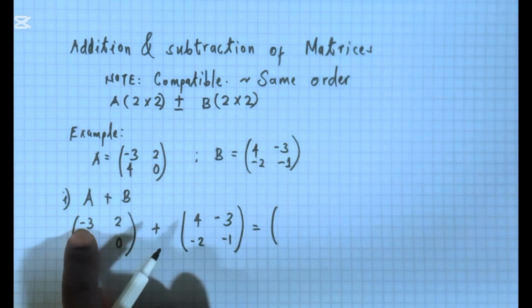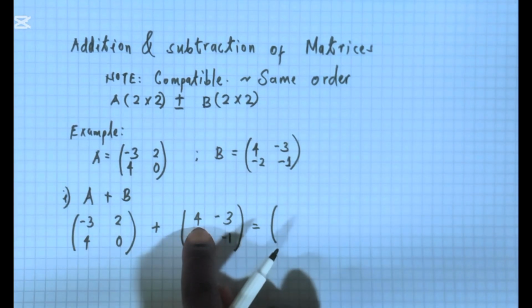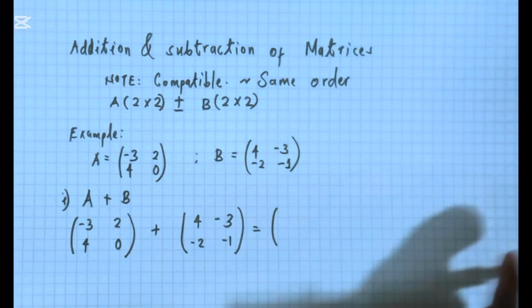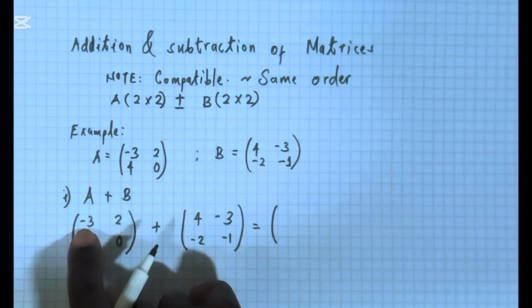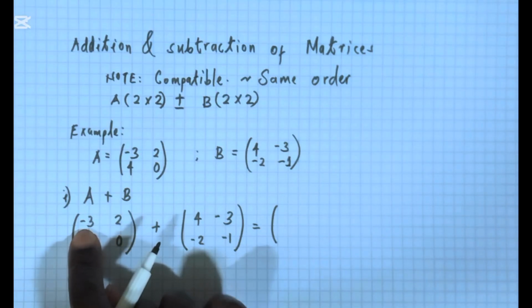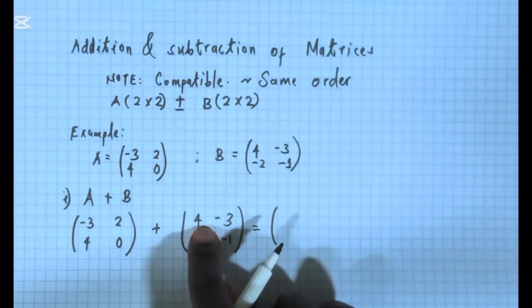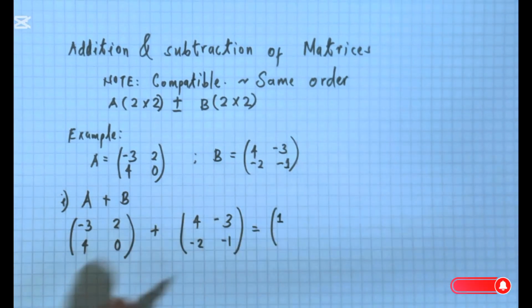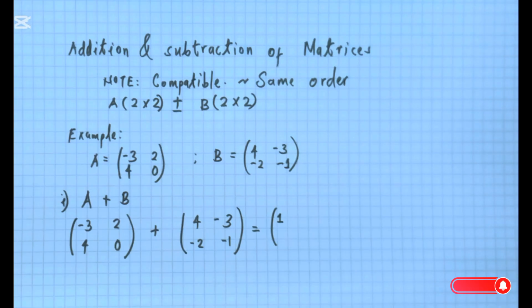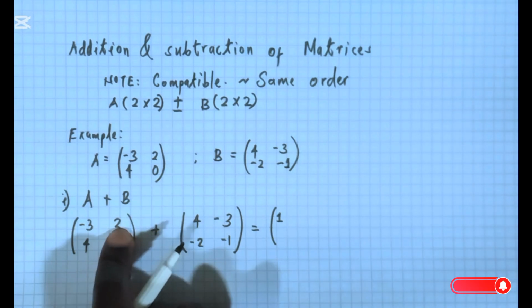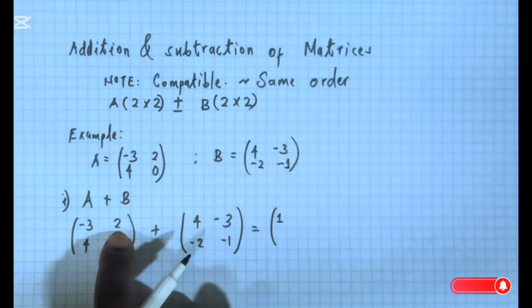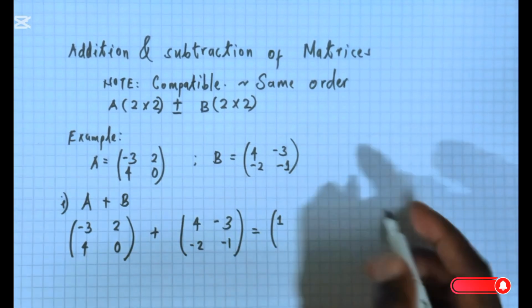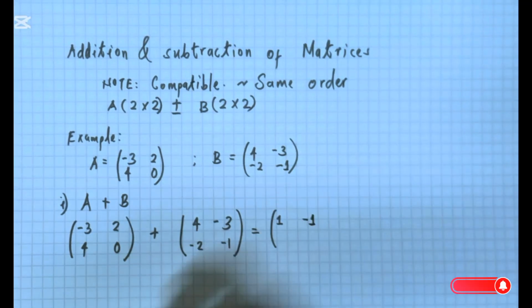So A11, negative 3, will be added to 4. It can only be added to 4; we cannot add it to any other element when adding these two matrices. So negative 3 plus 4 gives us 1. For the second element in that row, we have 2 plus negative 3, and that will leave us with negative 1.